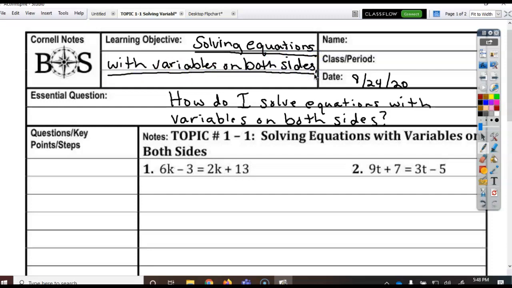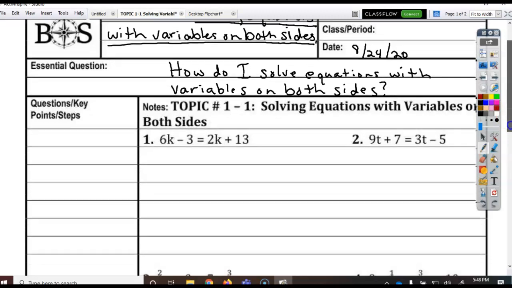The essential question is rephrasing the learning objective into a question. It's what do you need to know by the time that you leave out of class today? And so today you're just going to say, how do I solve equations with variables on both sides?